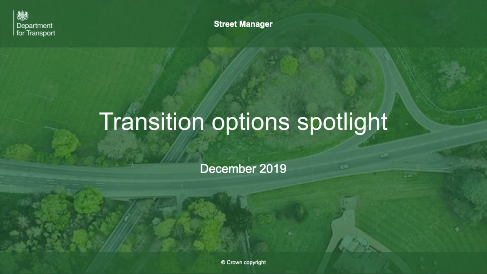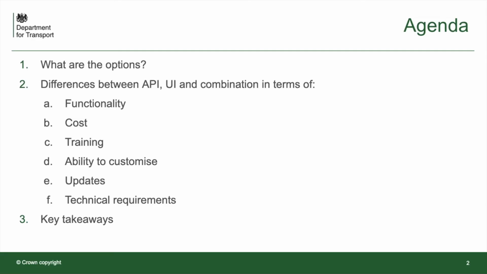My name's Kat McKimmie and I'm here with Ben Garwood as part of the Business Street Manager Business Change team. Today we're going to be discussing the three options you have when it comes to transitioning Street Manager: user interface or UI, application programming interface, API, or a combination of the two. There are 6 major considerations which we'll explore in greater detail.